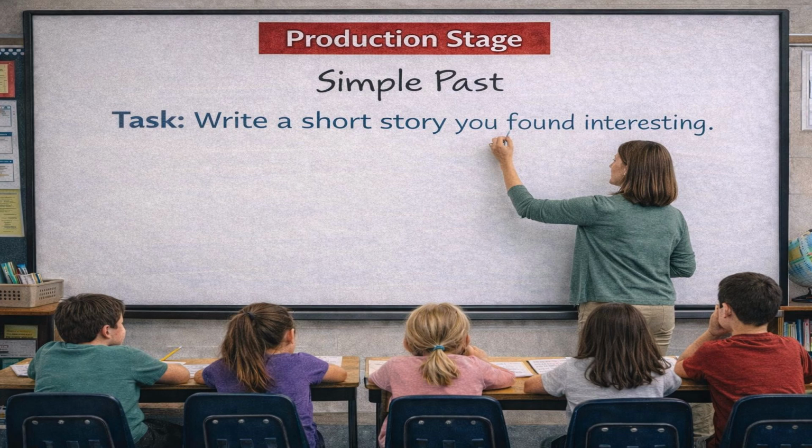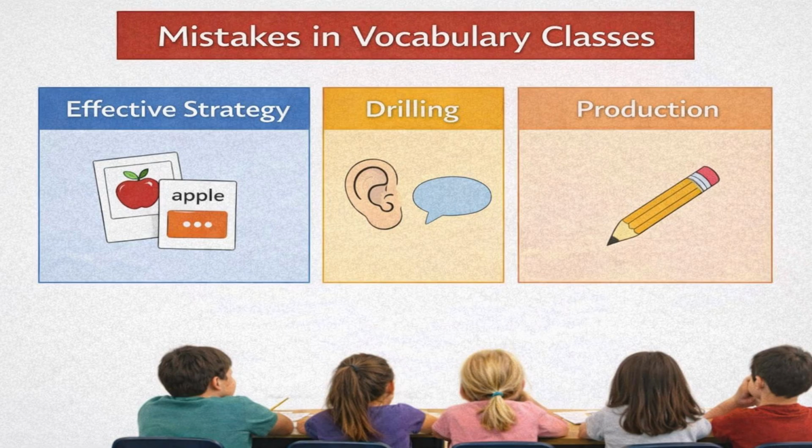In this stage, students use the target language independently, in speaking or writing. For example, after teaching the simple past, the teacher can ask students to write a short story, or at least one sentence, using the target structure. This helps students move from understanding to real use. So, the production stage is not optional. It is essential. Because the goal of teaching grammar and vocabulary is not just to know the rule, but to use the language confidently. Now, let's move to vocabulary classes.